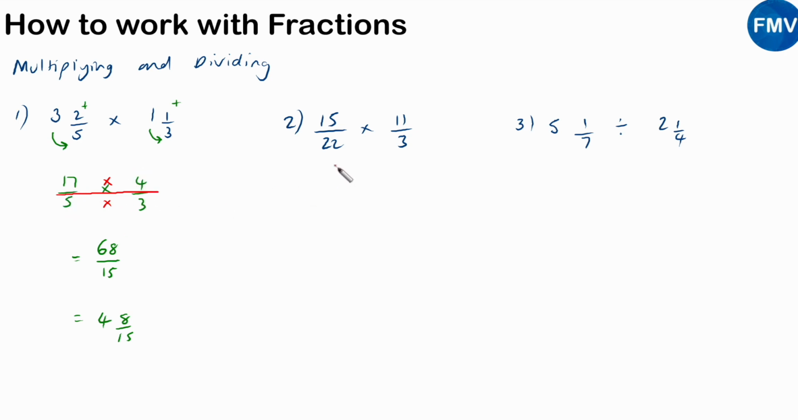So if we look across at question number 2, we do the same thing. So we recognise we're multiplying numerators and we're multiplying denominators. However, we can cross-cancel before we start. So what that means is 15 is a multiple of 3 and 3 is a multiple of 3.